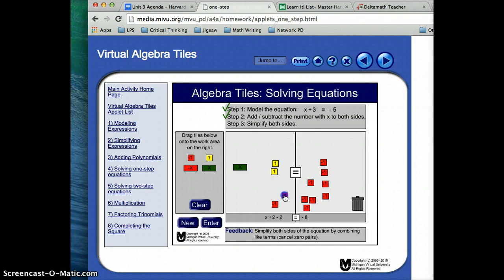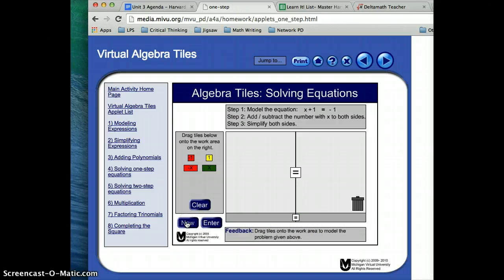So I'm going to create my zero pairs. I'm going to look on this side, no zero pairs, so my answer is x equals negative 1, 2, 3, 4, 5, 6, 7, 8. Negative 8. Yep, x equals negative 8, and I am correct. And I can do my next problem by clicking new.